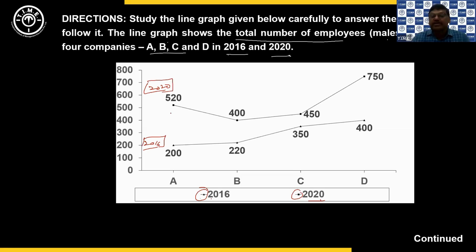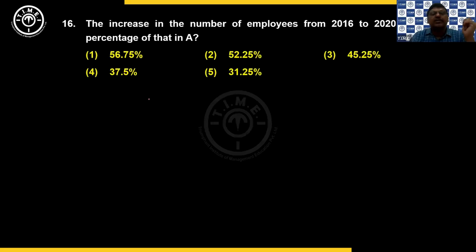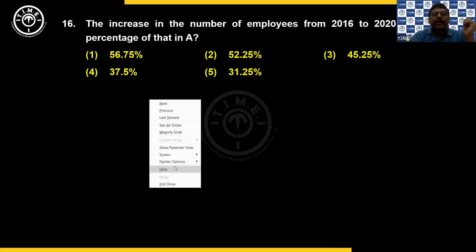So A, B, C, D, four companies. You have the data of both 2016 and 2020. This 200 employees include both male and female. This 520 also includes both male and female, please. Now let's see, students. With this, we'll go and answer the questions. Let's see.